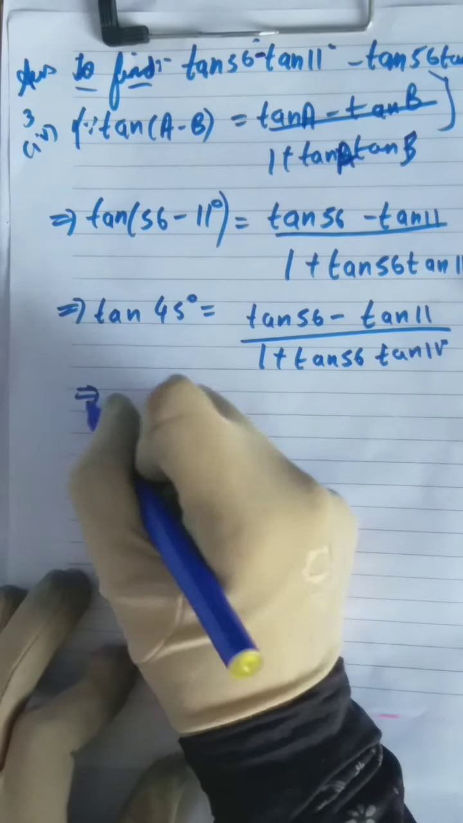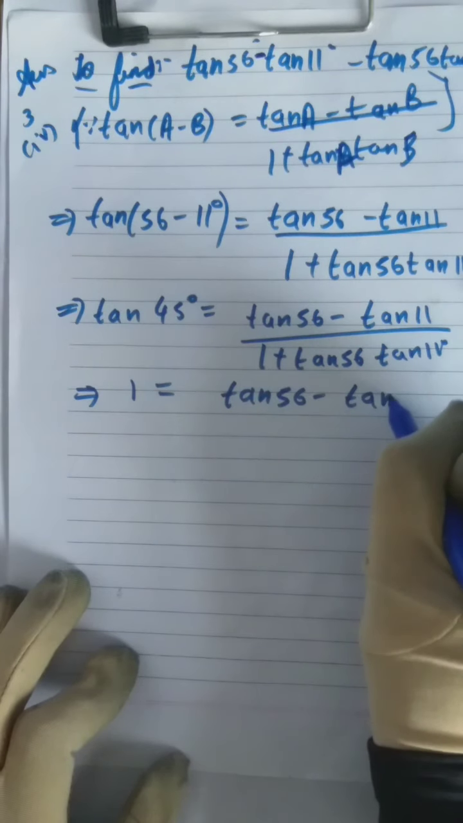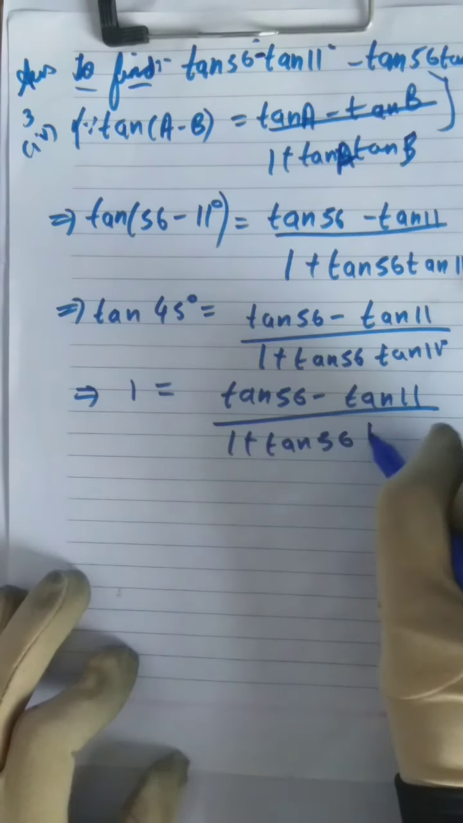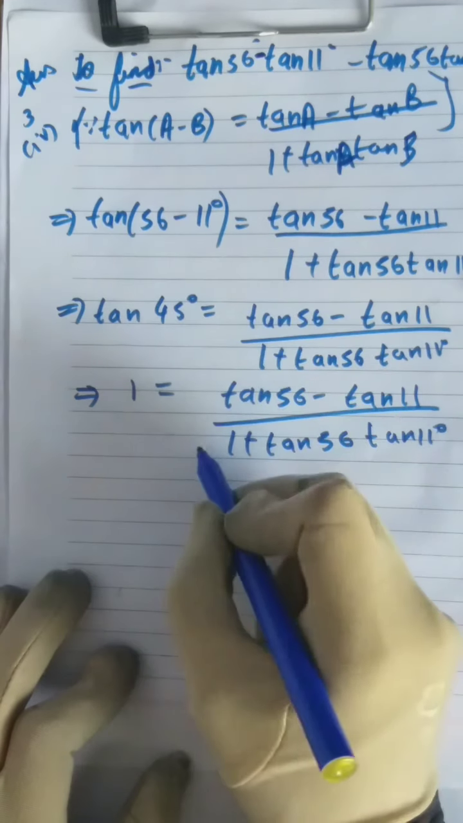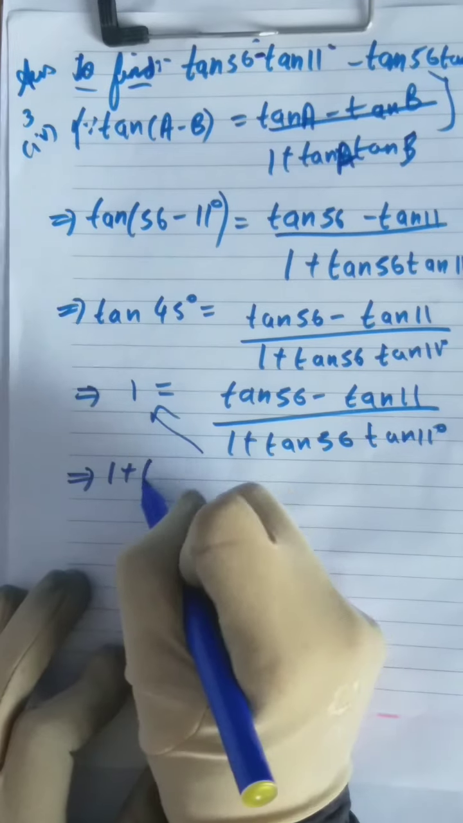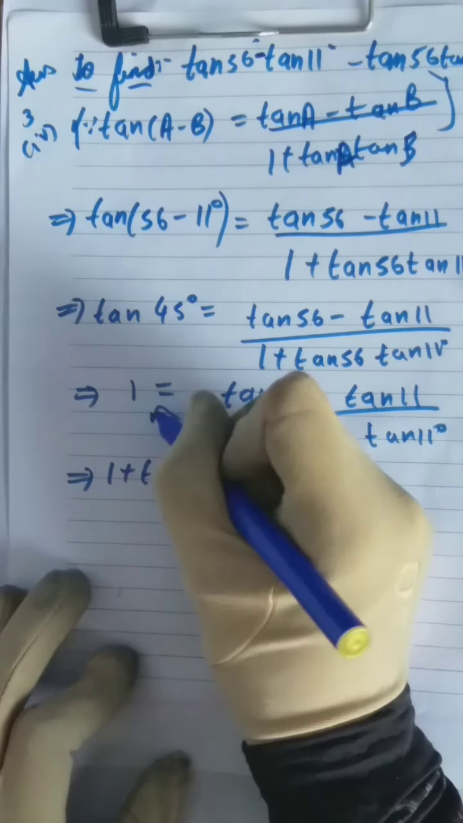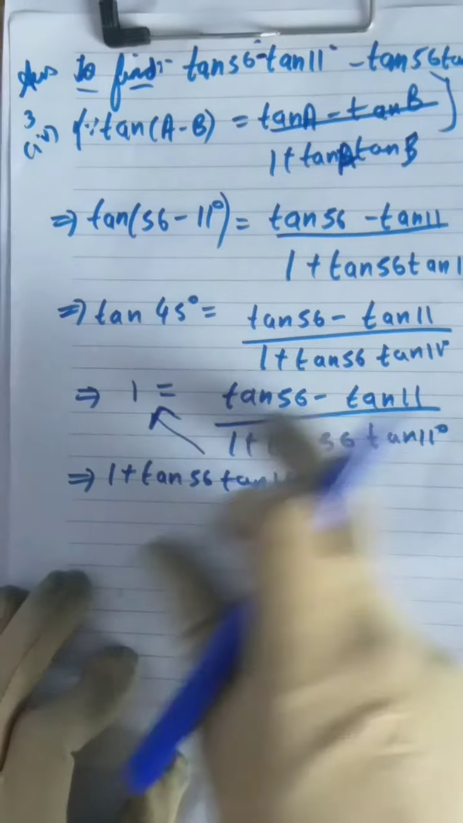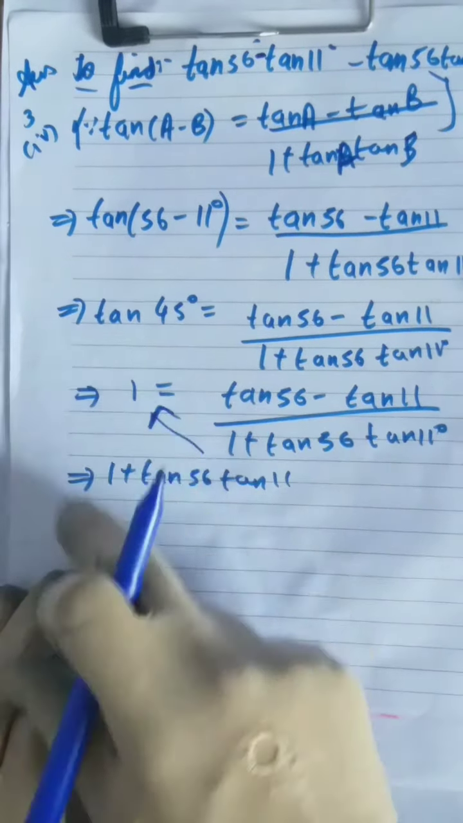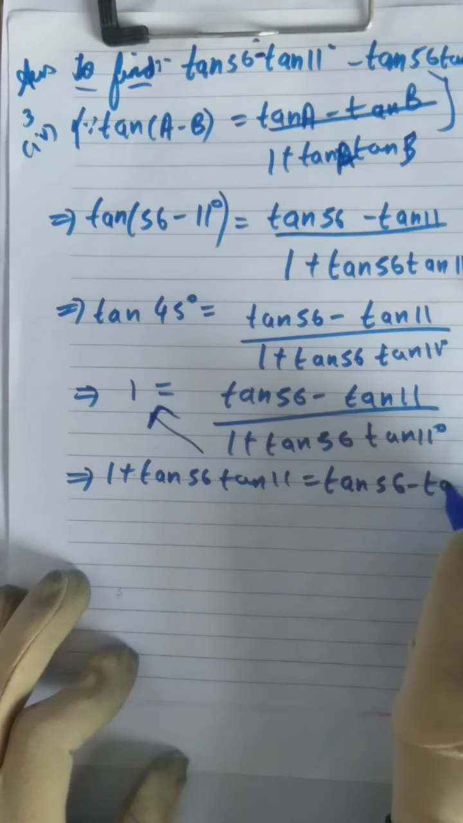We know the value of tan 45 is 1. That is equal to tan 56 minus tan 11 by 1 plus tan 56 into tan 11. Now this is divided by, if it goes that side it becomes into. So 1 plus tan 56 into tan 11. Now anything multiplied by 1 is the same thing, so I'm not writing 1 into this. I'm directly multiplying with 1 and writing the answer. That is equal to tan 56 minus tan 11.